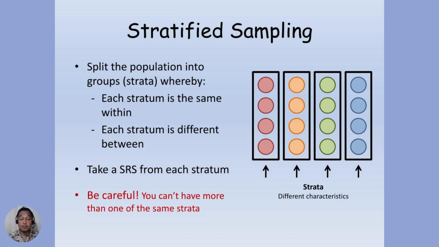So take stratified random sampling from each stratum. So for stratified, you go back to, let's say, every fifth number on the list. So be careful. You can have more than one of the same strata. So that's what we mean by stratified random sampling.